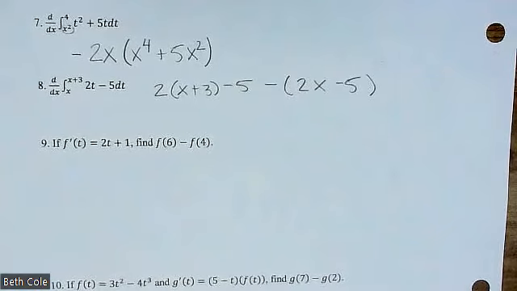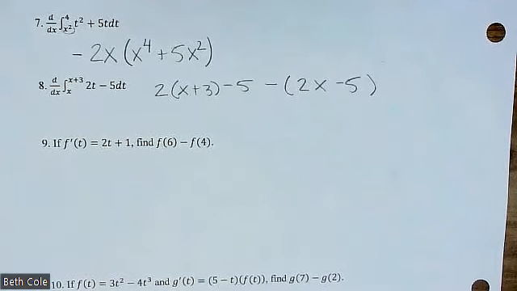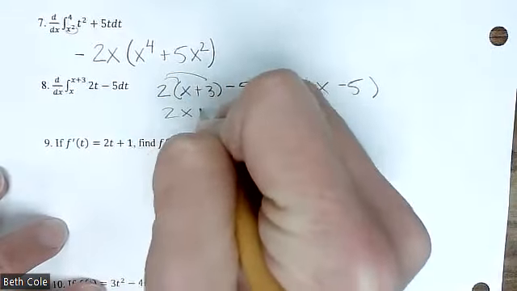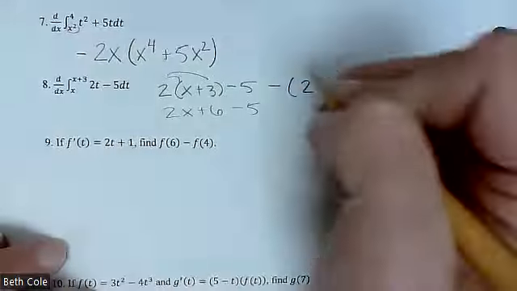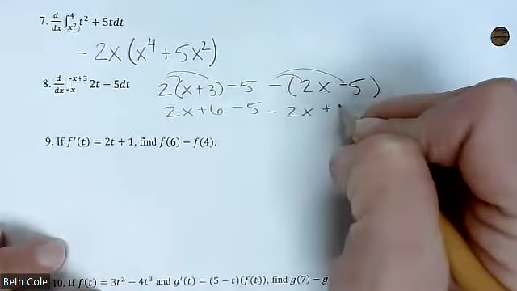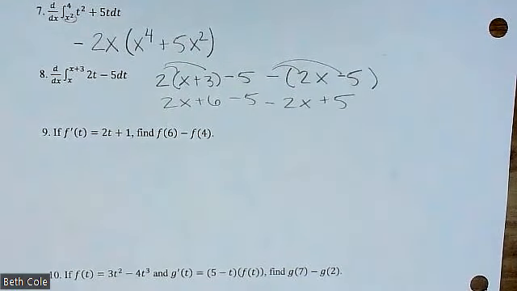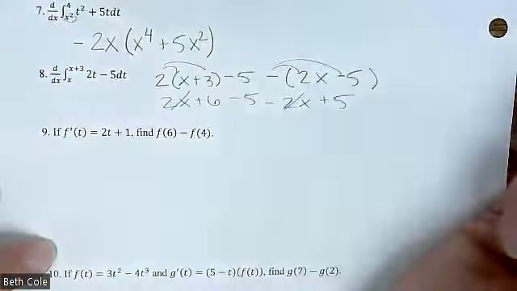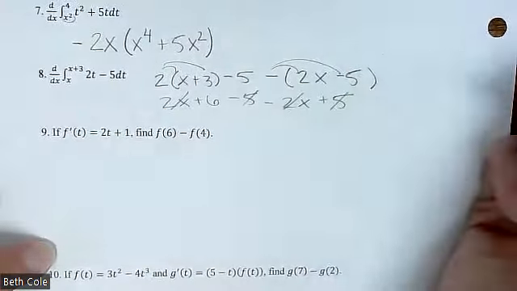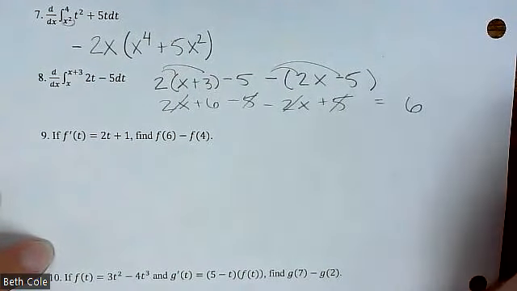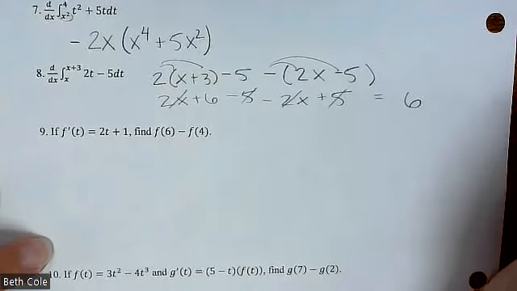So if you distribute that 2 through the first one, good, 2x plus 6 minus 5. And then distribute the negative, it'll be minus 2x plus 5. And then what do you notice happens? Yeah, the 2x's cancel and 5's cancel. And the answer is 6, which is pretty cool. All right, these last two.